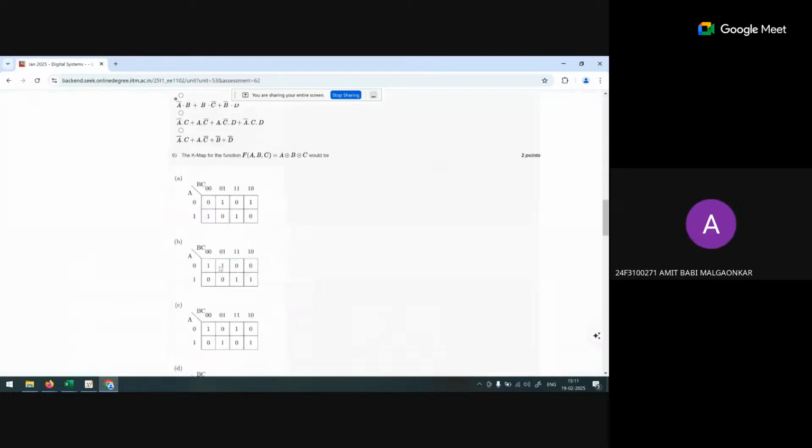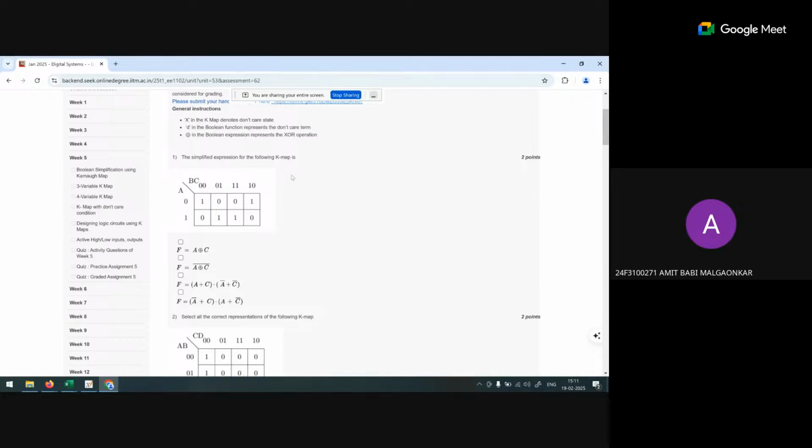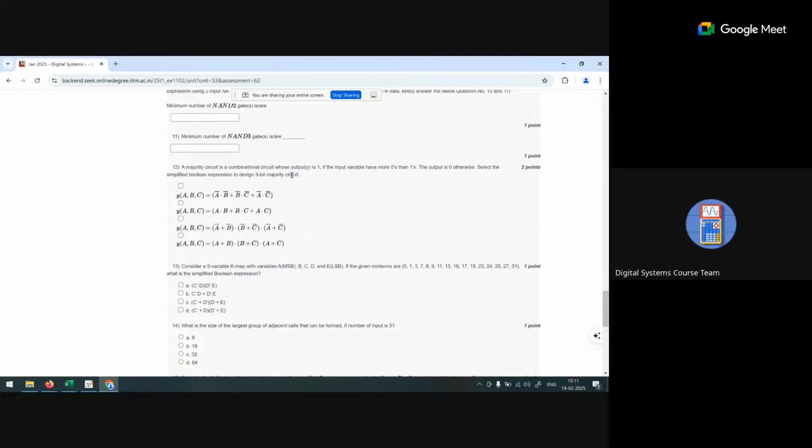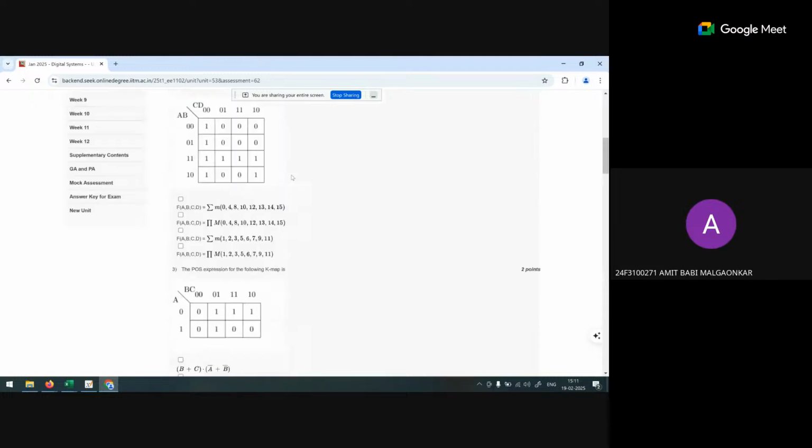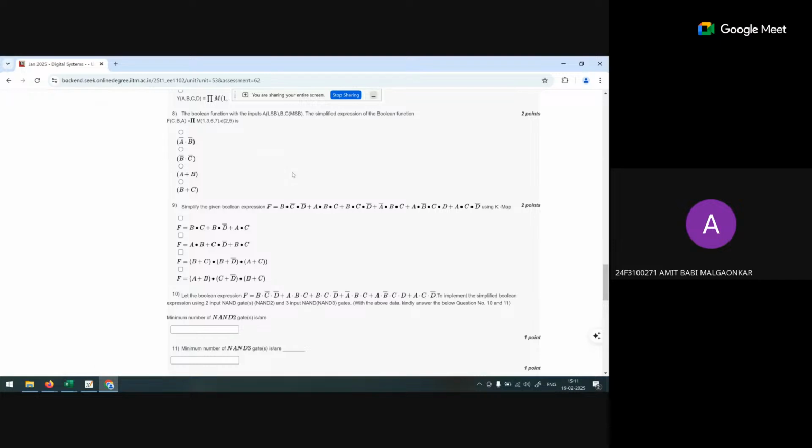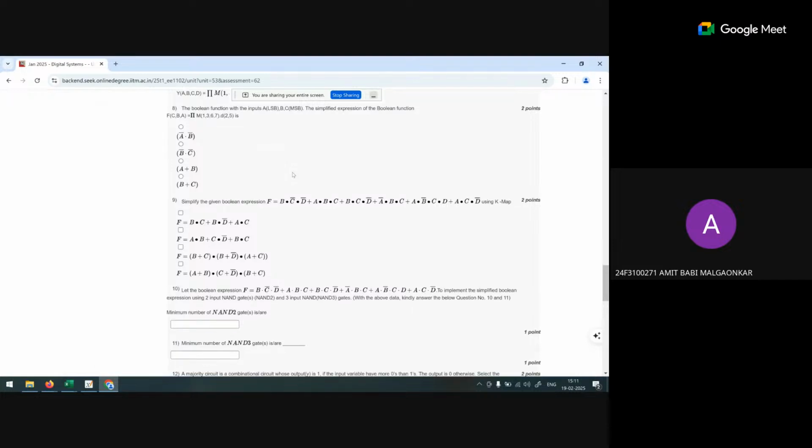Sir, related to question number 10, which is about the NAND gates. We will do that one after the deadline. What I wanted to ask is, the question says implement the simplified Boolean expression using 2 input NAND gates and 3 input NAND gates. In the question, the two input NAND gate is represented as NAND two, and the three input NAND gate as NAND three. So in question number 10, only 2 input NAND gates have to be used.